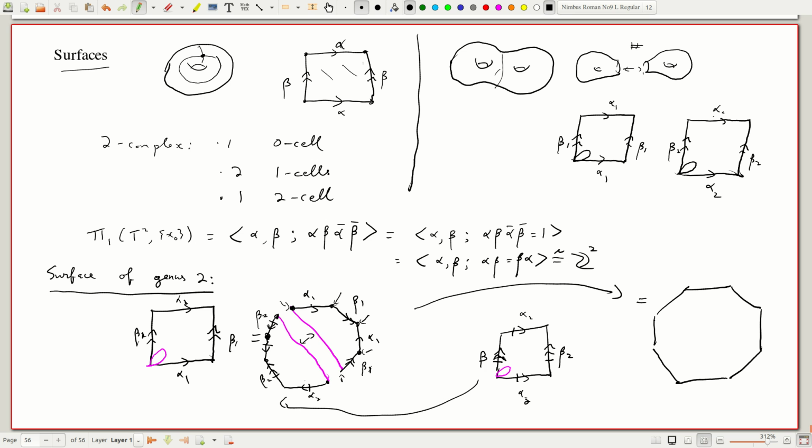And as we go along the sides we get the word which is going to be alpha 1, beta 1. Now instead of arrows, let's write it down. So I'll write it as alpha 1 bar, beta 1 bar, with the understanding that we are always clockwise. And here we have alpha 2, beta 2, alpha 2 bar, and beta 2 bar.